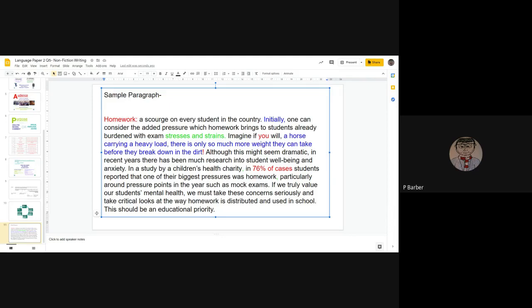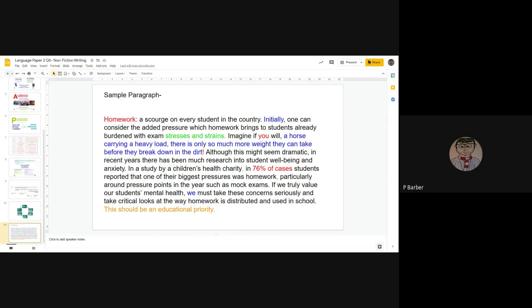Finally, if we truly value our students' mental health, we must take these concerns seriously. We, collective pronoun, is an interesting use of language. We must take these concerns seriously and take critical looks at the way homework is distributed and used in schools. And I've ended with a simple sentence that actually helps to summarise my argument. This should be an educational priority, in variety to the more complex and compound sentences that are used elsewhere in this paragraph. So within this, there is a load of things going on, but it becomes easier with practice.